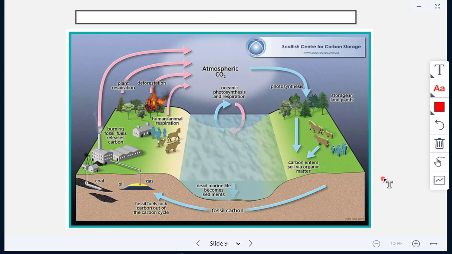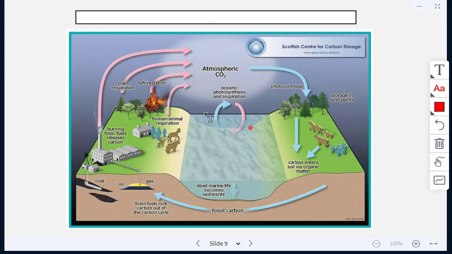All right, here is just another diagram. This is just showing carbon dioxide. So again here, burning of fossil fuels is going to release carbon, as do human and animal respiration, plant respiration, and deforestation. There's going to be a buildup of atmospheric carbon dioxide. It does get used up during photosynthesis, also gets stored in large land plants, and then any organic matter such as waste and dead animals, for example, will contribute to the soil. More carbon enters the soil by that organic matter.